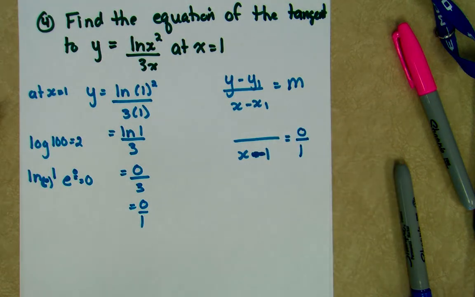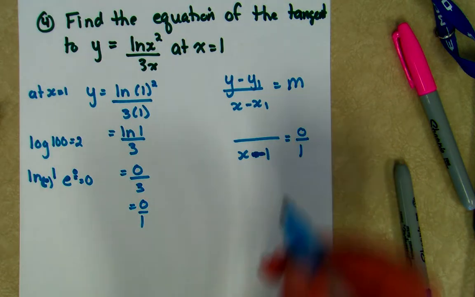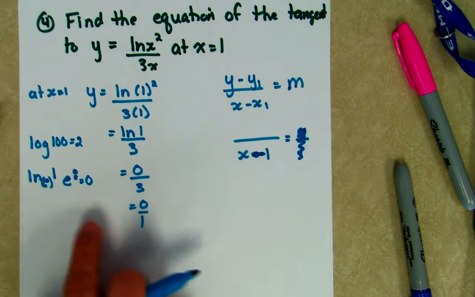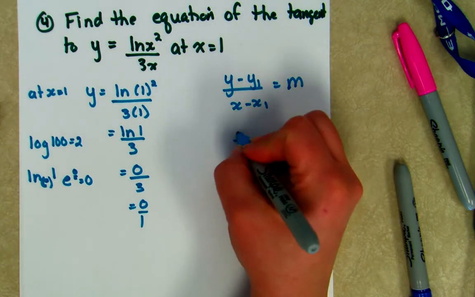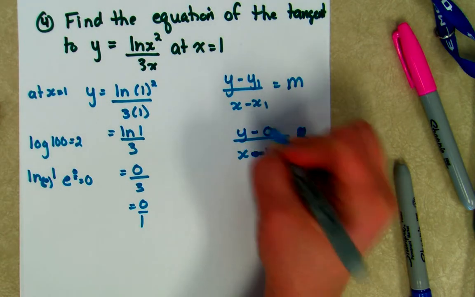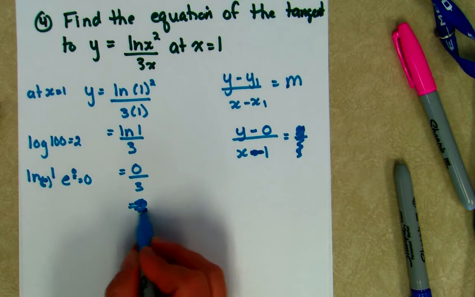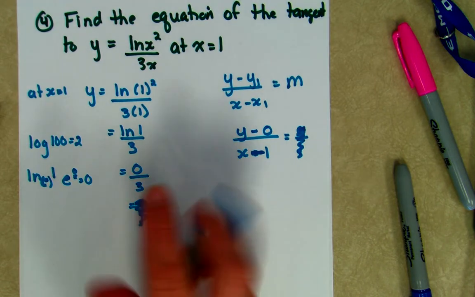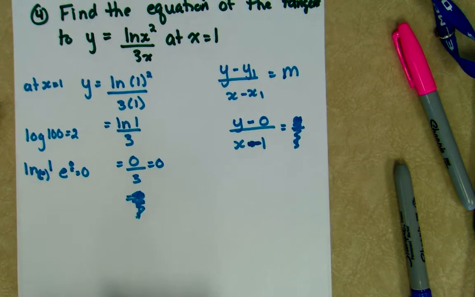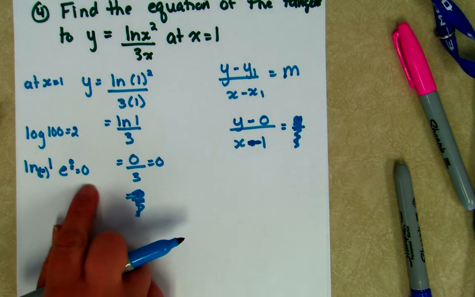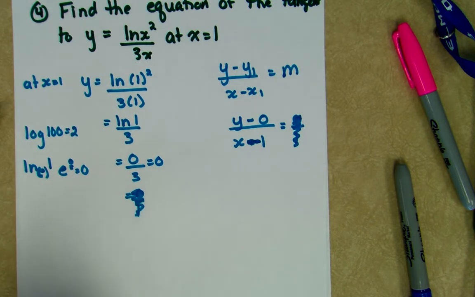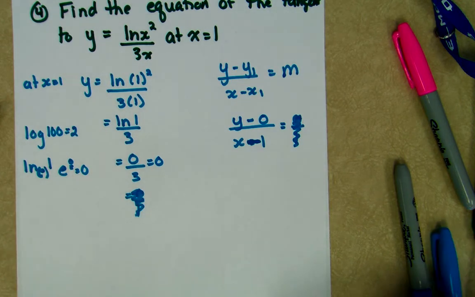So I am going to have, whoops, that's not my slope, that's my y value. So it's going to be y minus 0. I was thinking that was my derivative for a second. So that just equals 0. So ln of 1 is 0, because it's asking what exponent on e do you need to make 1.